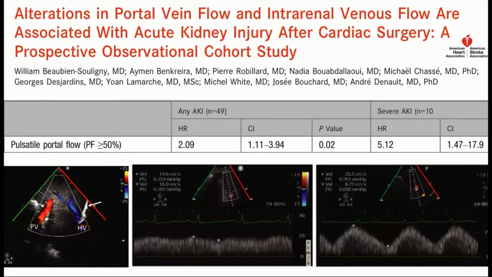So this pioneering work by the group of André Denault at the Montreal Heart Institute, they used this tool in patients undergoing cardiac surgery. And they actually showed that altered portal venous flow was very correlated with the subsequent development of congestive injury or severe acute kidney injury. For example, here the hazard ratio for severe acute kidney injury in patients with increased portal venous flow pulsatility was 5.12. Not only that, but in the multivariate analysis, they showed that altered portal venous flow was an independent predictor of AKI and was one of the most important predictors.